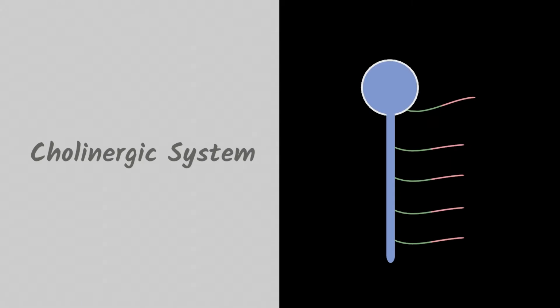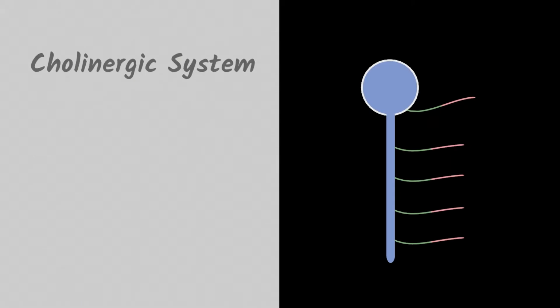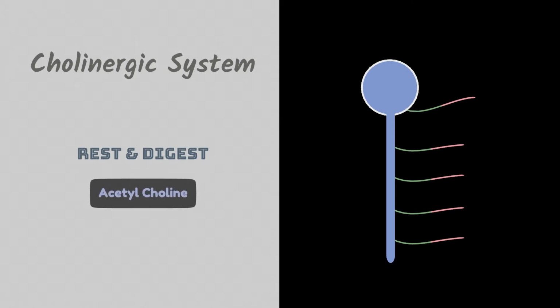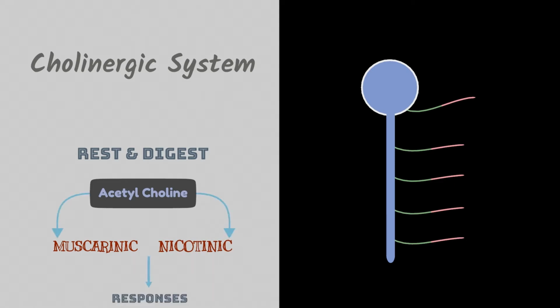The cholinergic system is a part of the autonomic nervous system in the body. Its activation produces a rest and digest response. The main neurotransmitter in the parasympathetic nervous system is acetylcholine, and that's why the system is called the cholinergic system. The major receptors in the cholinergic system are the muscarinic and the nicotinic receptors, and acetylcholine binds to these receptors and triggers responses.